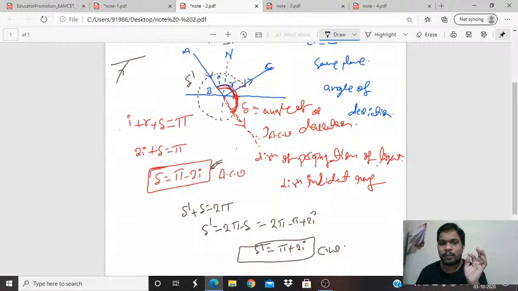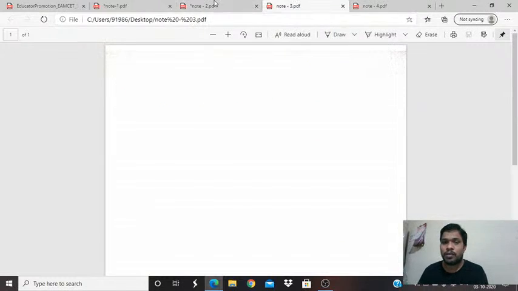Okay, now pi minus 2i. So this is the angle of deviation. Got it now? Angle of deviation, very important. Delta equals pi minus 2i. Now we'll see reflection on plane mirrors.